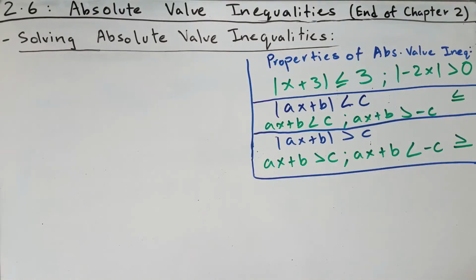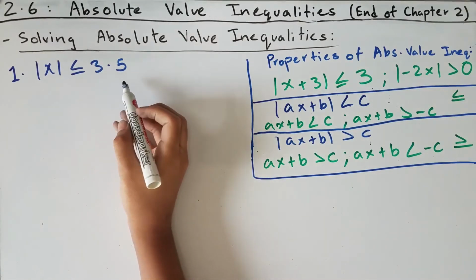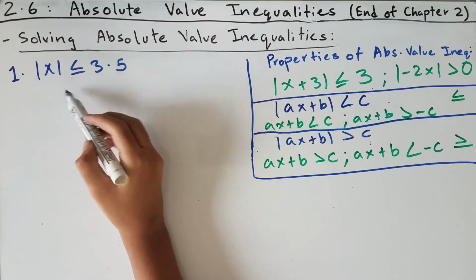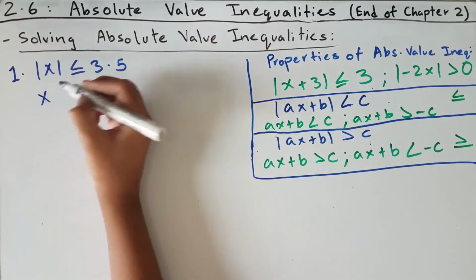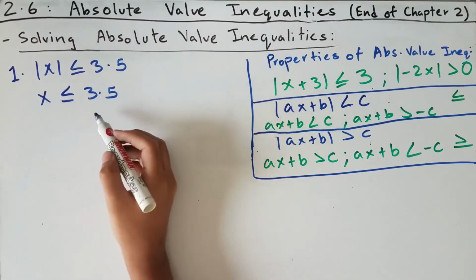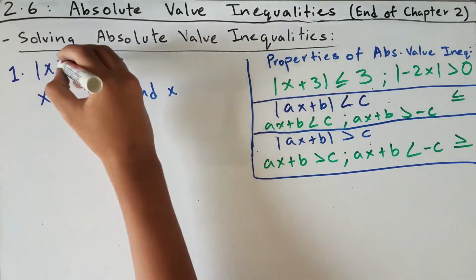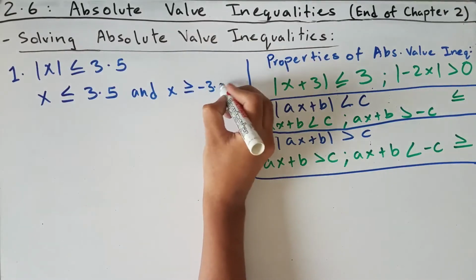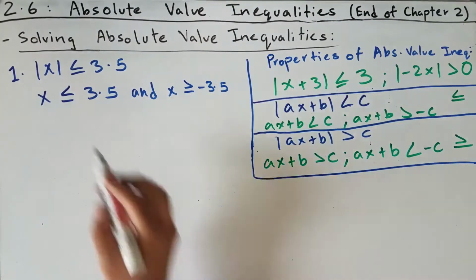Now let's solve some absolute value inequalities. So in this first question, we're given that the absolute value of x is less than or equal to 3.5. Well, from this sign, we know that this property is going to apply, the first one. So the first equation is identical, and then we get the second equation, which is x is greater than or equal to -3.5, because we flipped the sign and now we also have to flip the inequality sign. And the equation is solved.